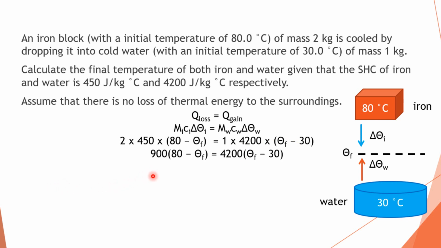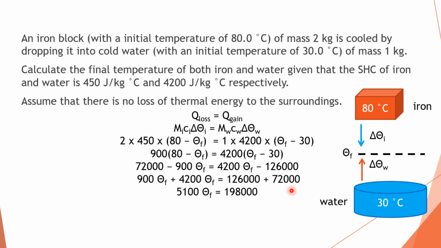Do the mathematical calculation and expand. So you find that this will be this equation. Group the theta F together and add them up, and you should get a temperature of 38.8 degrees Celsius. In this case, the mass of the iron is actually bigger than the water, but you find that the temperature is closer to the water. It's because water has a very high specific heat capacity, which can absorb a lot of energy from the iron.